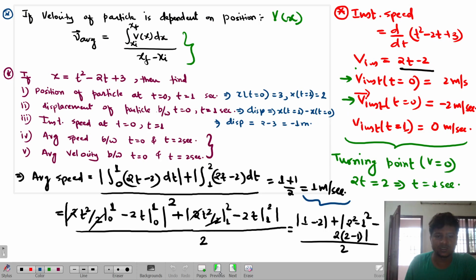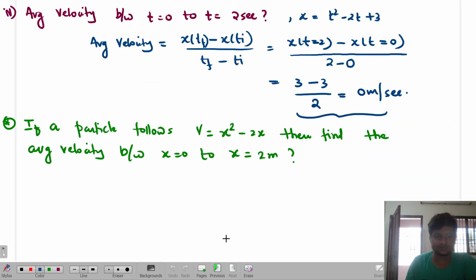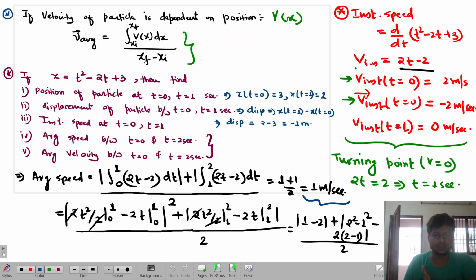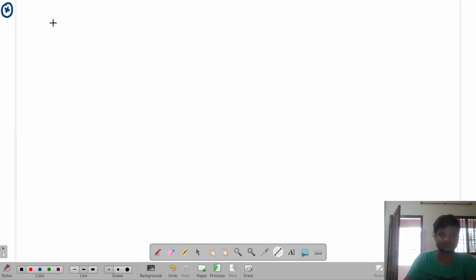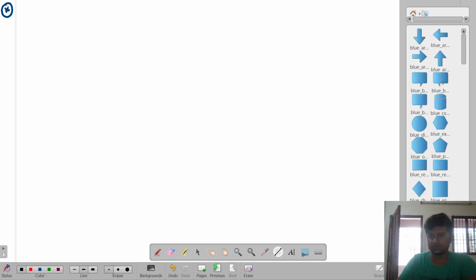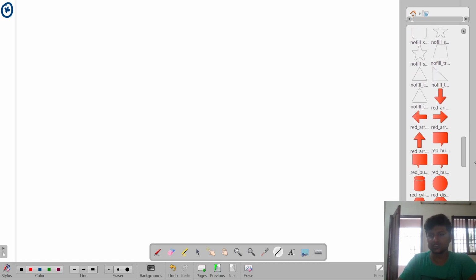I think any kind of doubt is not there, isn't it? So these were the form of these things. But let us move on now to one of the important cases of average velocity, and let's do some question based on the real situation. So look over here. The question is very simple.